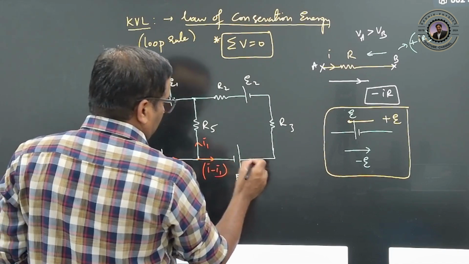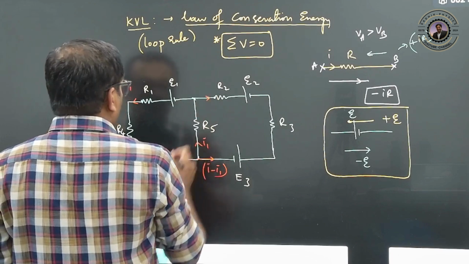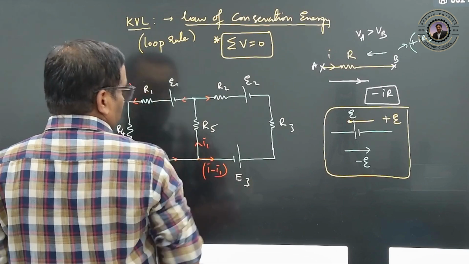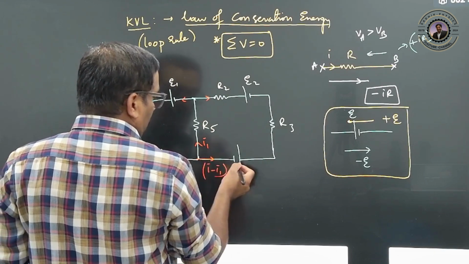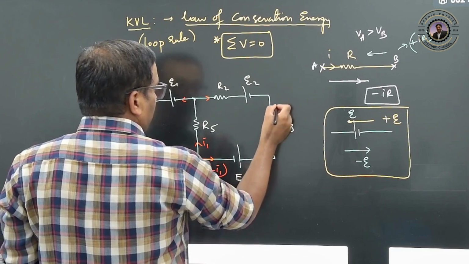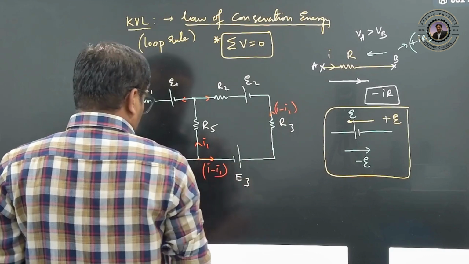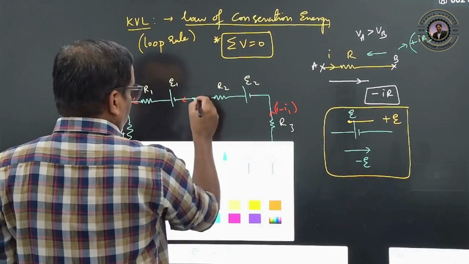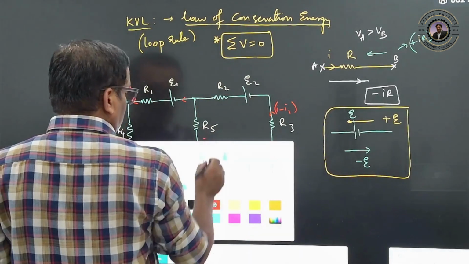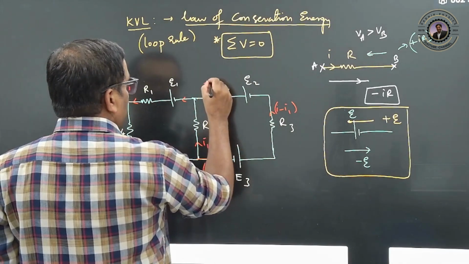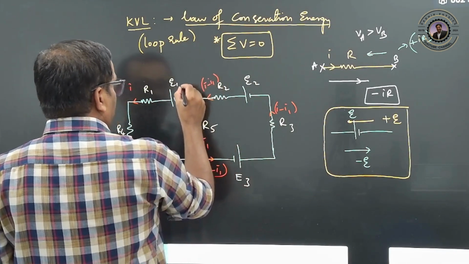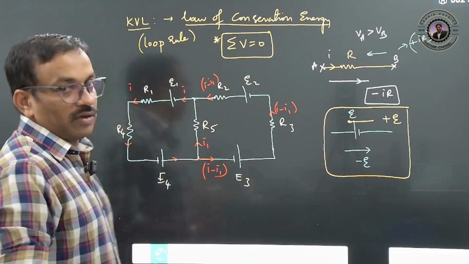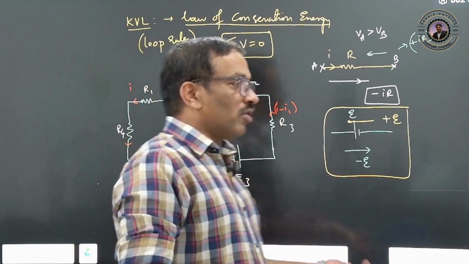This I1 current is coming here, so here I can write I minus I1. Here also it is I minus I1, and this I1 is combined, so again I will go. Okay, I applied it here, but really I don't know which direction it is going. Now you have to solve it.